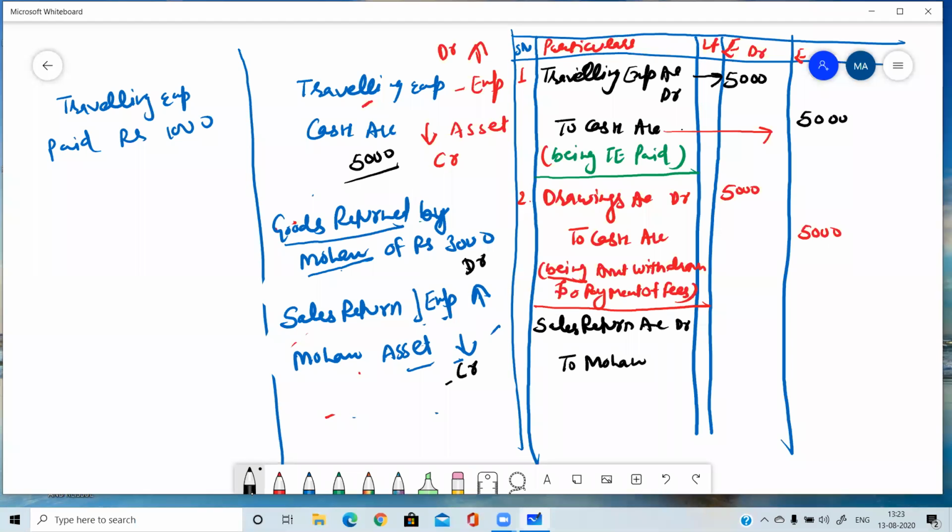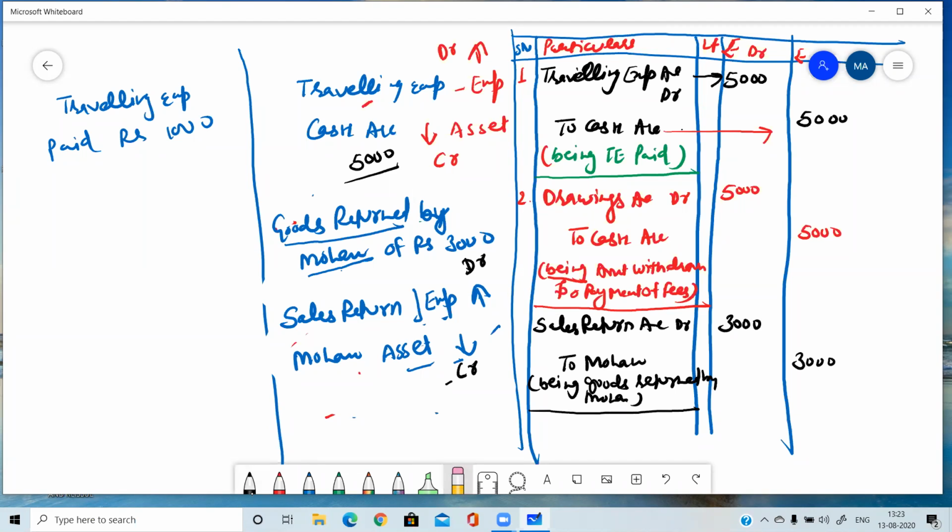So sales return account debit to Mohan, and the amount is the same as whatever is given in the question, 3000. And the narration will be: being goods returned by Mohan. And your transaction ends here. Next transaction.